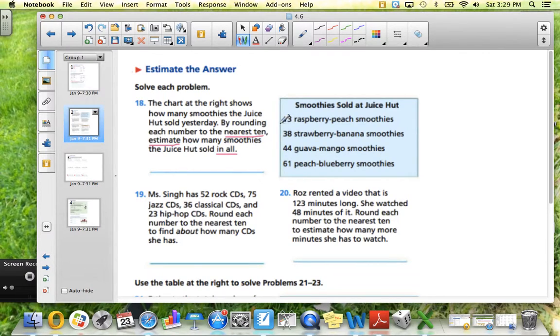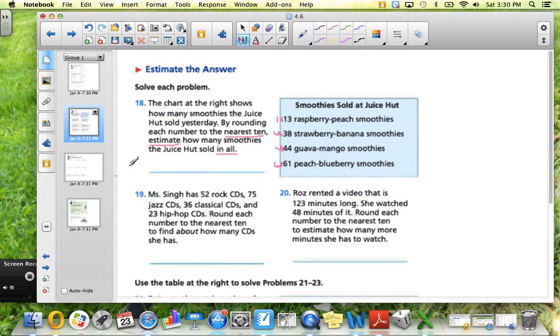So let's round each number. I'm going to write the rounded number next to it so I don't forget. So I'm going to round down to 10. I'm going to round up to 40. I'm going to round down to 40. Ooh, that's a 40 for all you kids that can't read that, sorry. And we're going to round down to 60. Okay, man, I need to work on my penmanship skills on this.